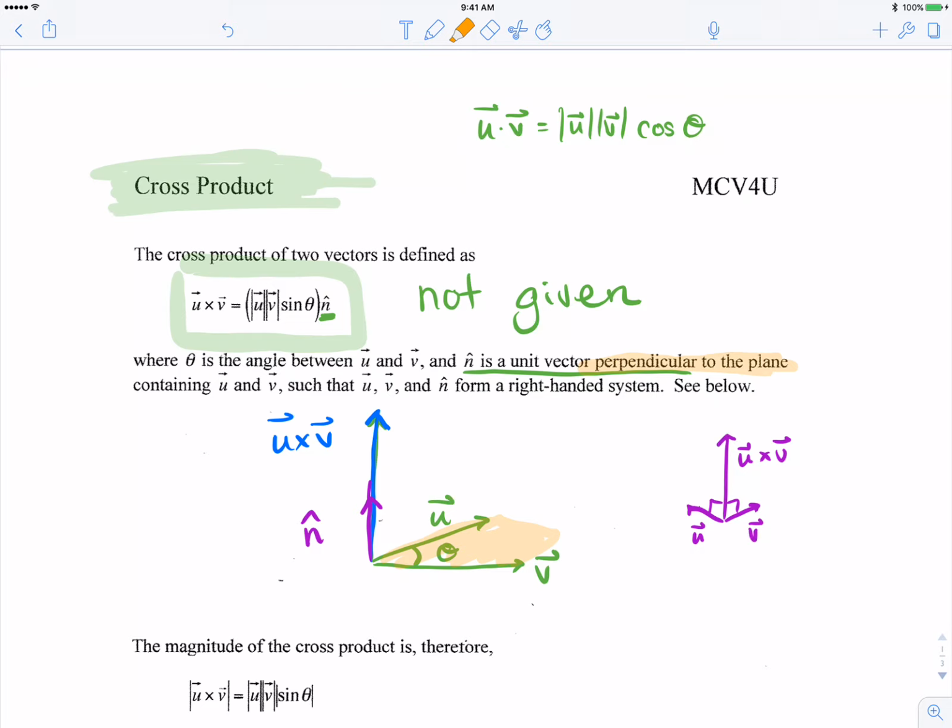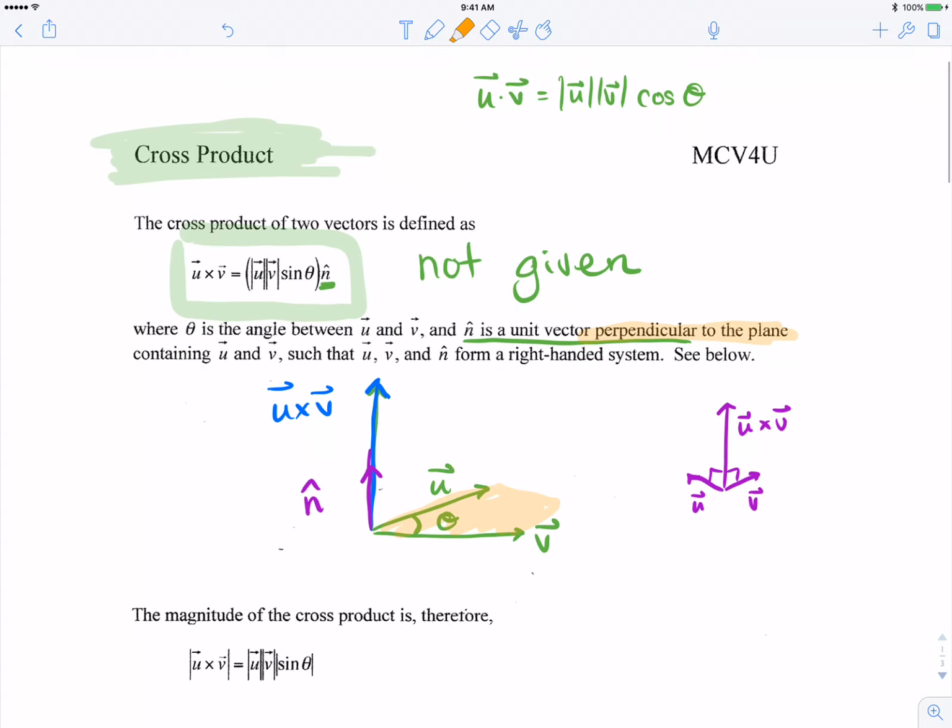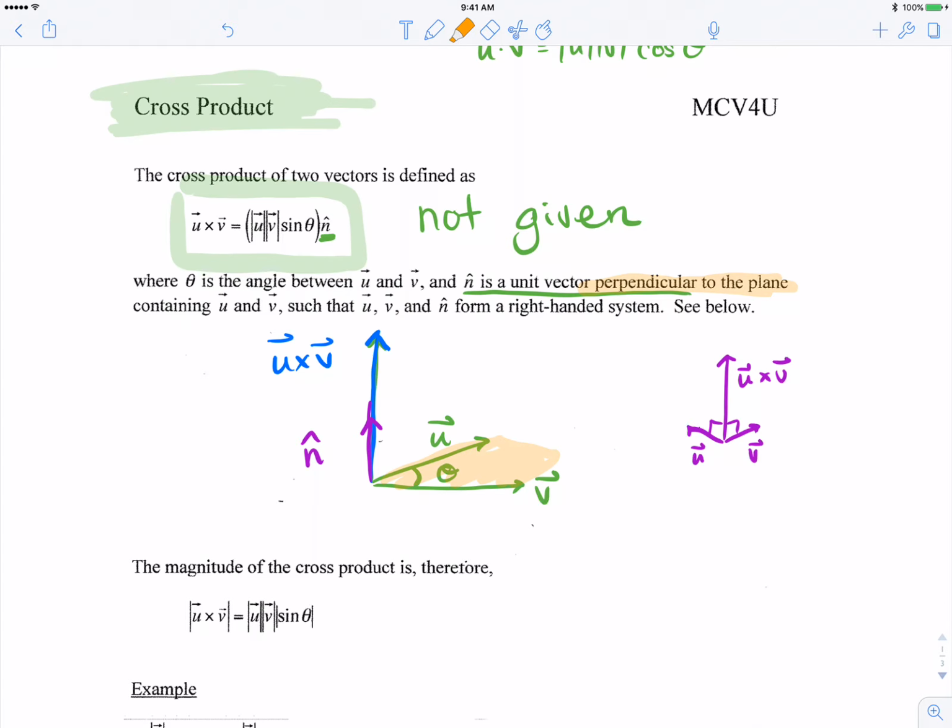Okay, wonderful. Again, you do need to know the magnitude of the cross product. So if I want the length of it, that is a formula that is not given. So essentially, any formula that you see in this unit besides projections, you are responsible for.